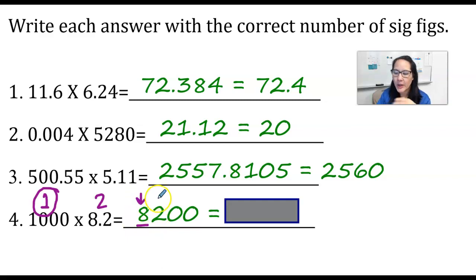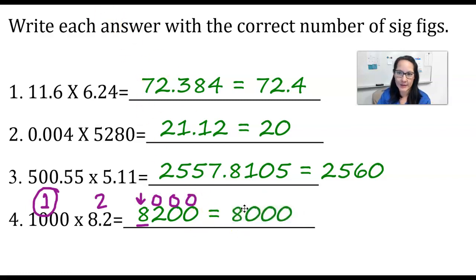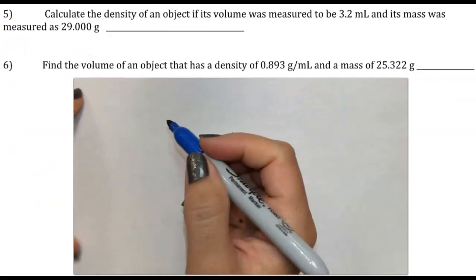Don't round it up. And then I'm going to need a place holding 0 for the 2 and the 0 and the 0. There's no decimal, so nothing to drop off. So this final answer is just going to be 8,000. So let's do number 5.